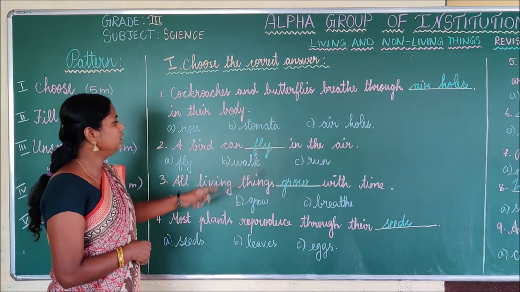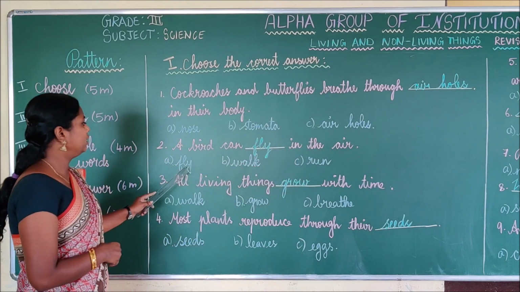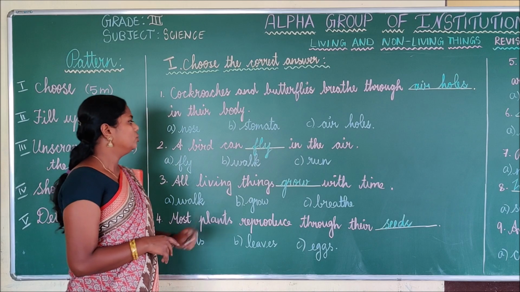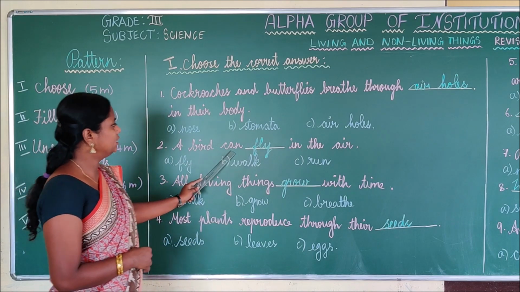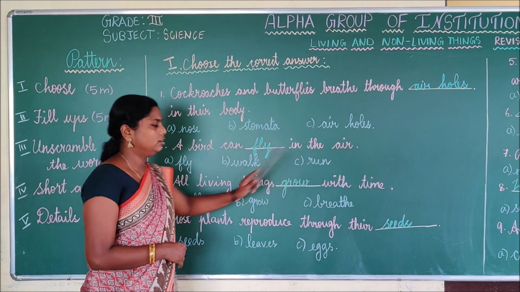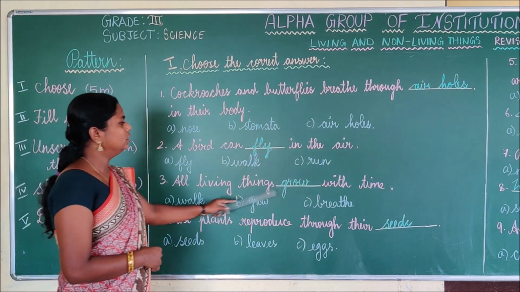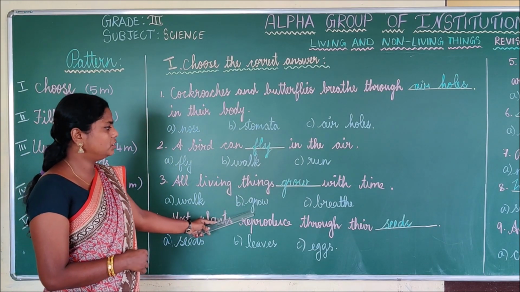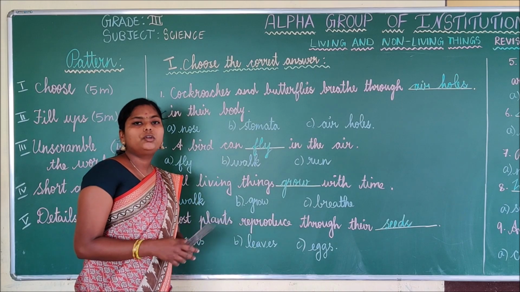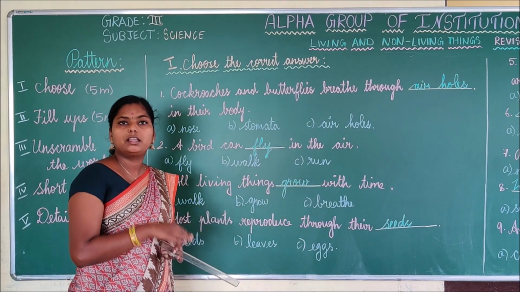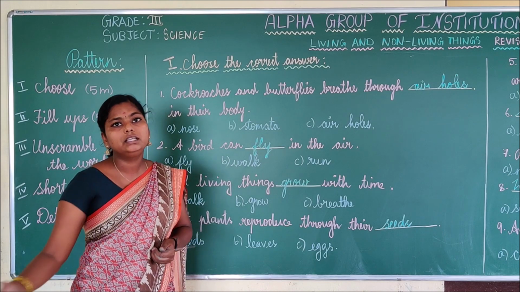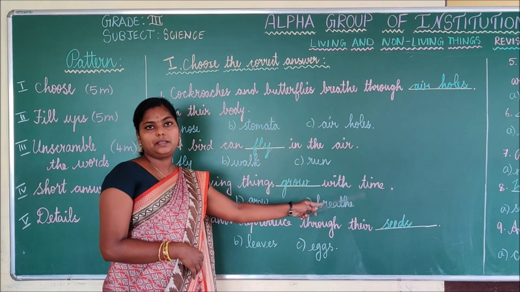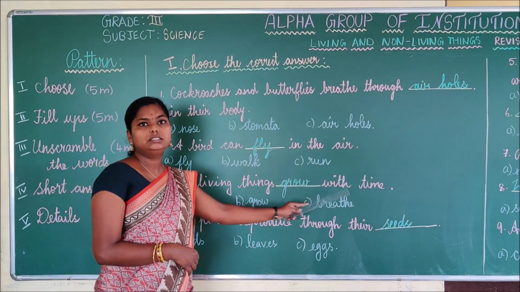Second one, a bird can dash in the air. Can they fly or walk or run? A bird will run in the air? No. So they will fly. A bird can fly in the air. Third one, all living things dash with time. Will they walk with time, or grow with time, or breathe with time? If I say breathe, will I breathe for 5 minutes and leave off for 5 minutes? No, I will be breathing continuously. So all living things grow with time.